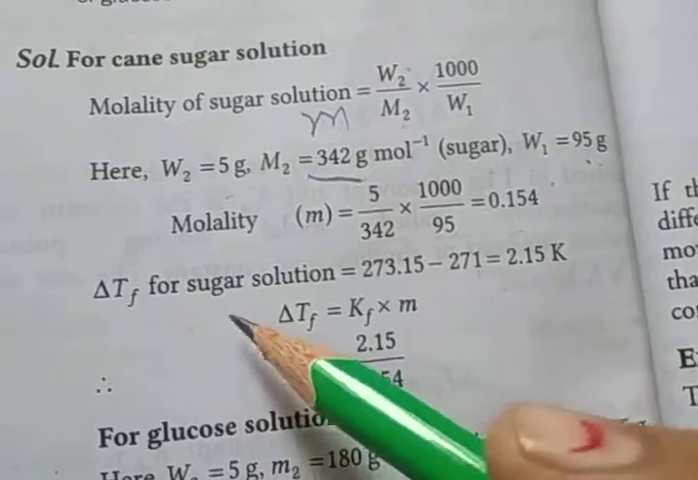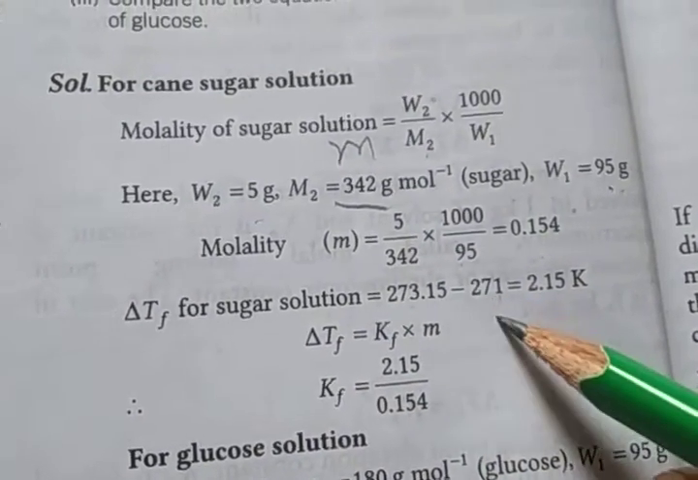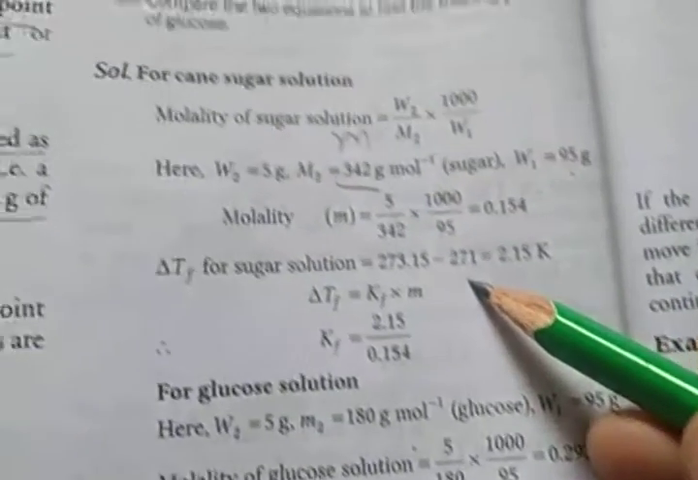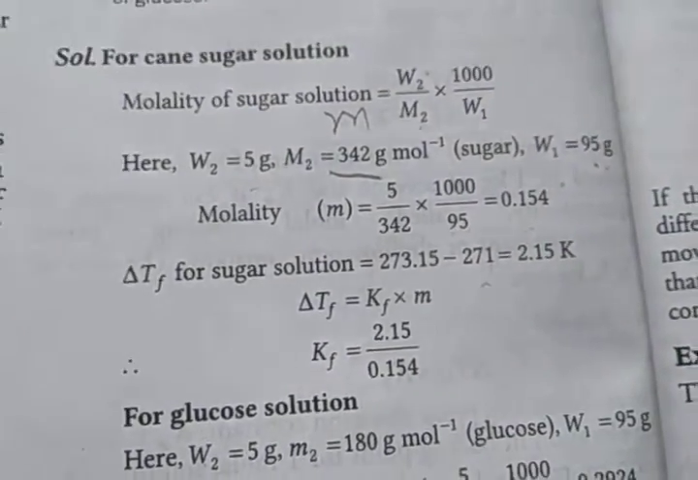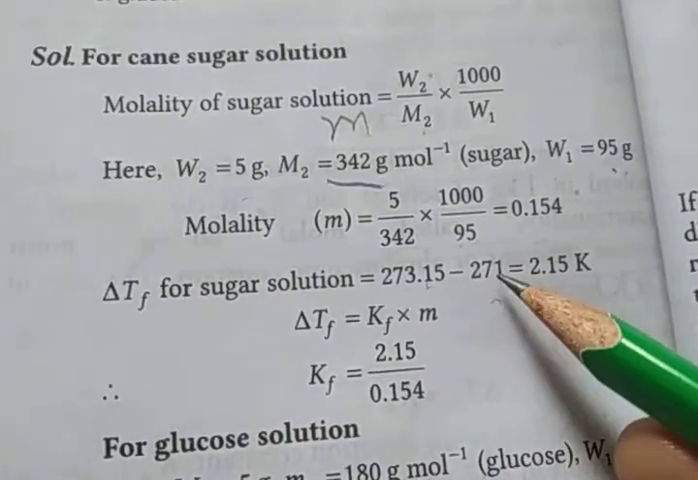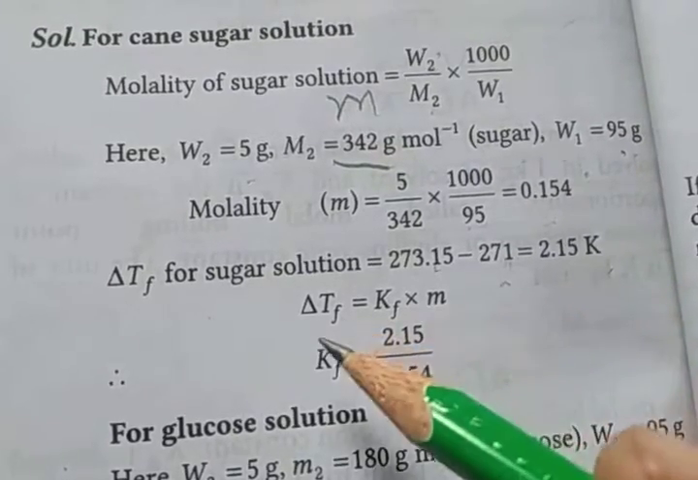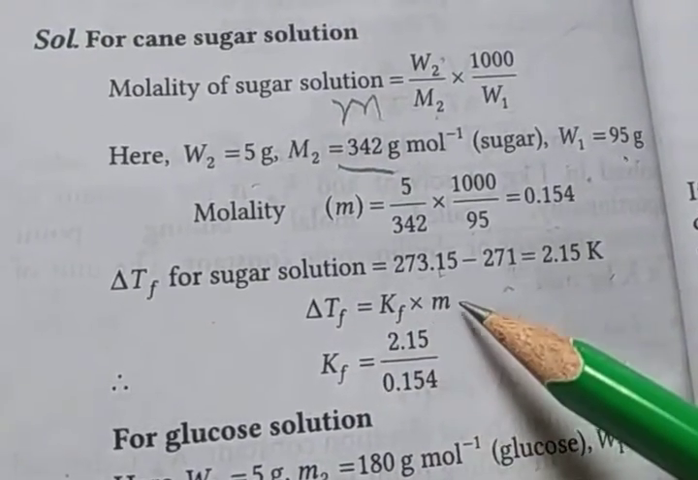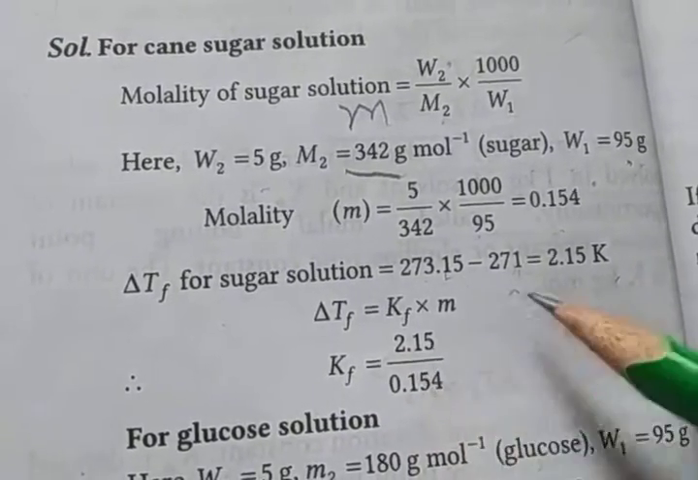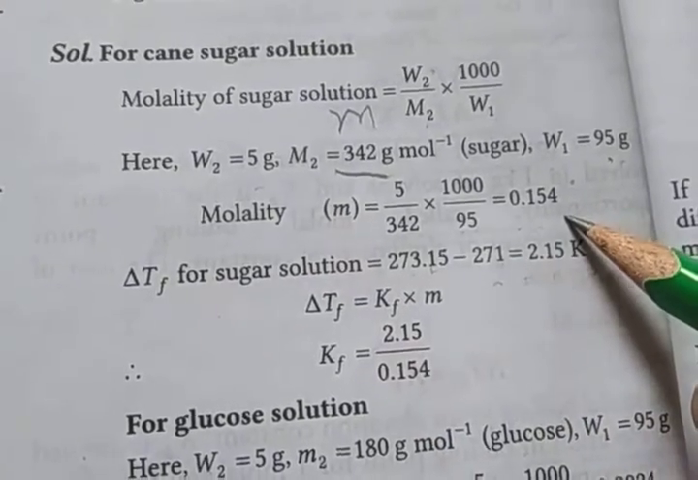We have to find delta TF: 273.15 minus 271 is given. Delta TF is equal to TF naught minus TF, so the pure solvent 273.15 minus the given TF 271, which is 2.15 Kelvin. So delta TF is equal to KF into m. So KF is equal to delta TF divided by small m, delta TF 2.15 divided by the molality 0.154.